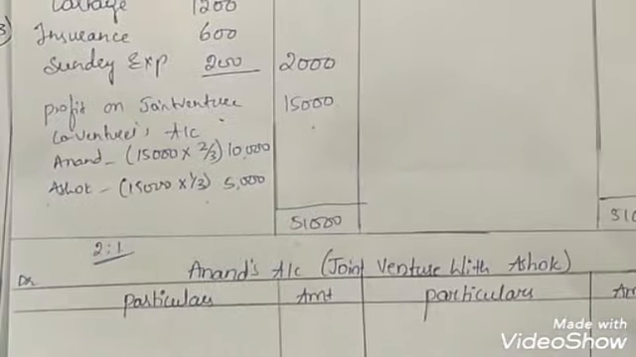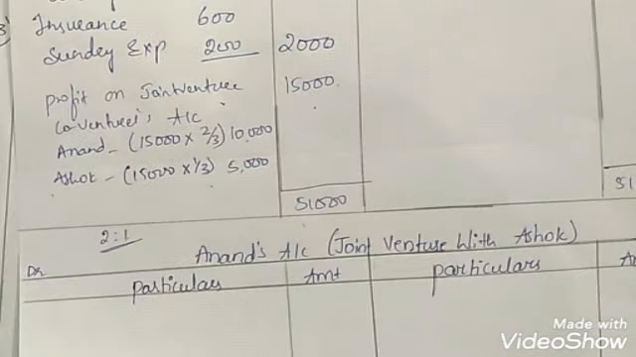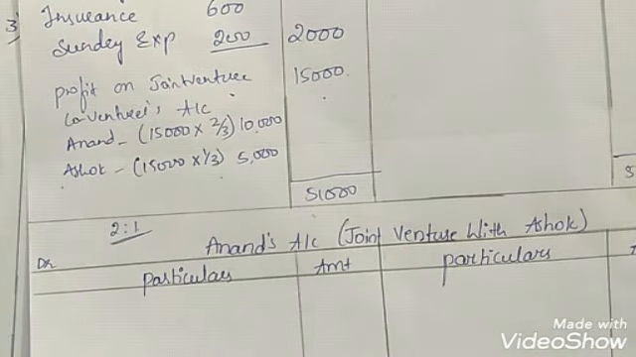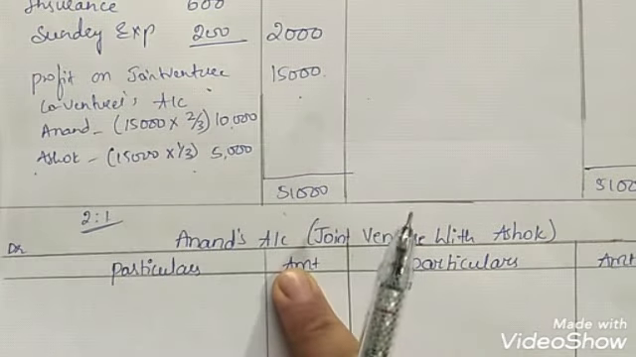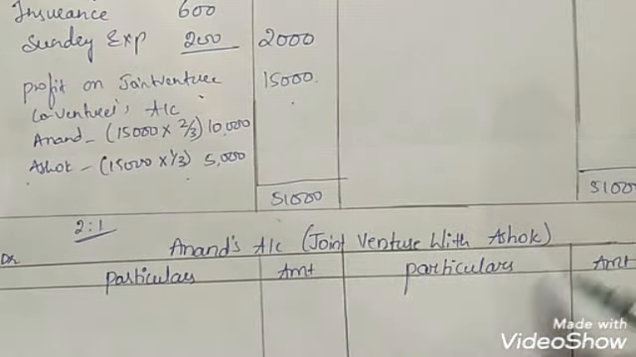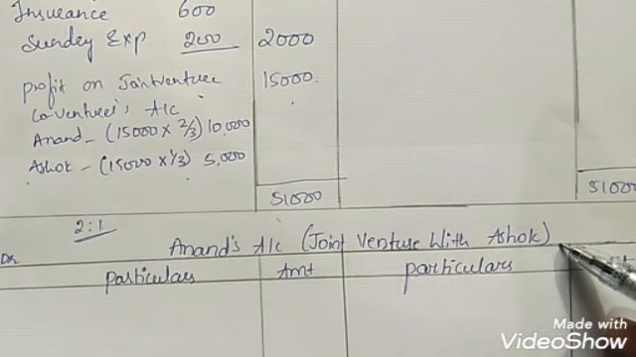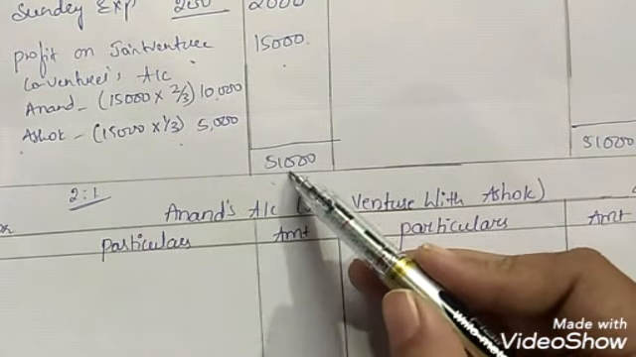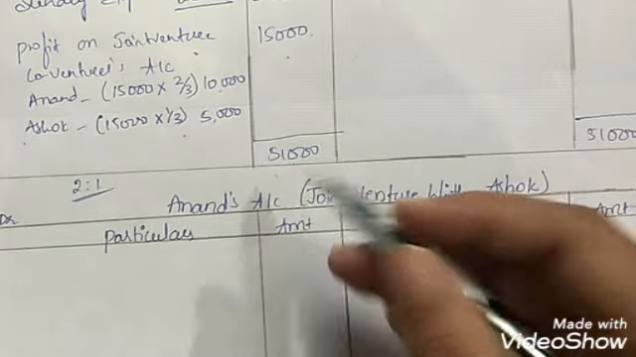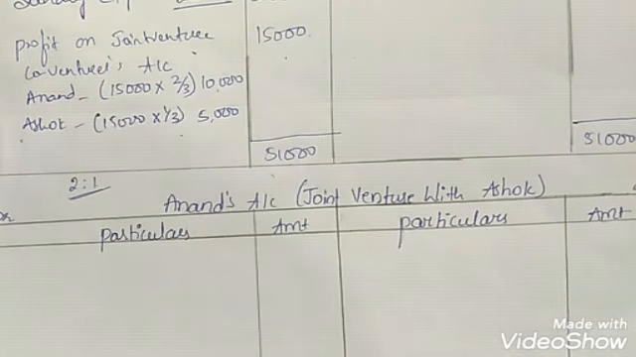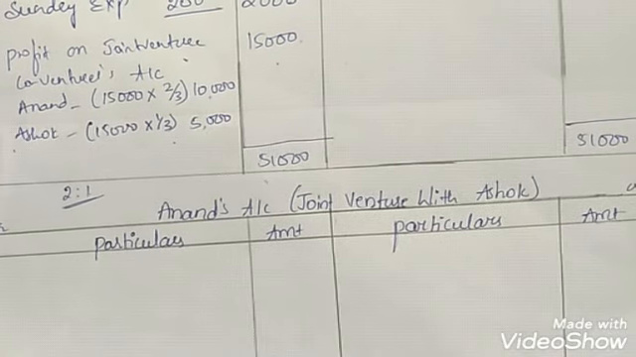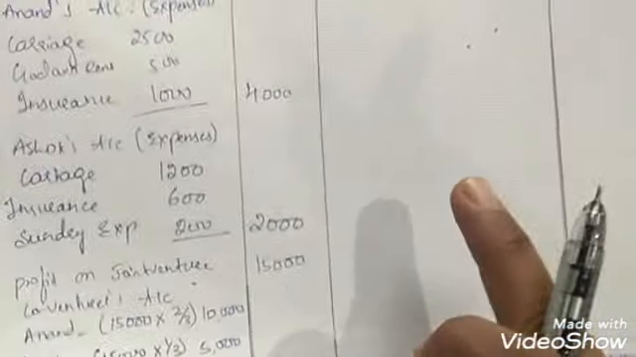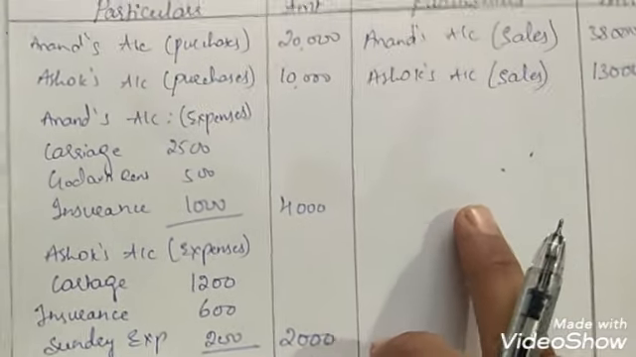Next we have to prepare the co-venturers' accounts. First we are preparing Anand's account in his books itself. In the books of Anand itself we are preparing Anand's account. In brackets you can mention joint venture with Ashok. But remember, Anand himself is maintaining his account here. Now for preparing this, it is again very easy. For this you have to refer to the joint venture account, right?